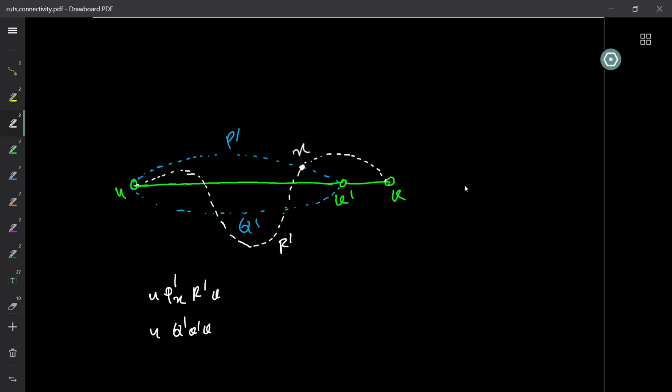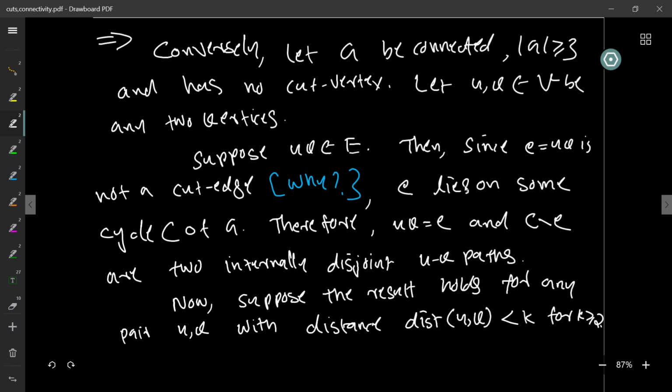So therefore we have the induction, and that is how the result follows. This is the formal argument.